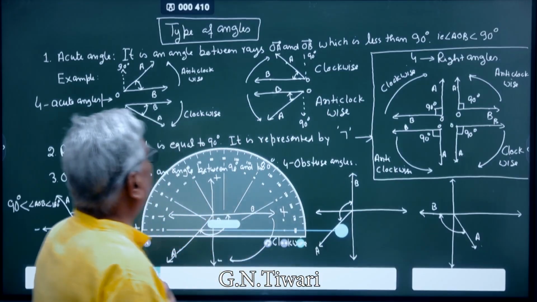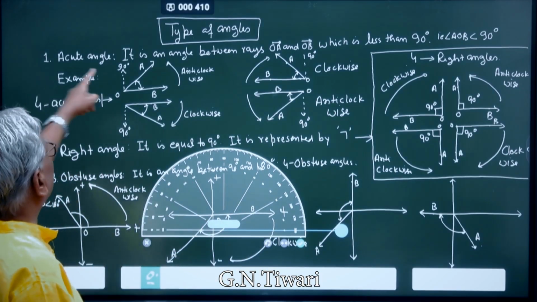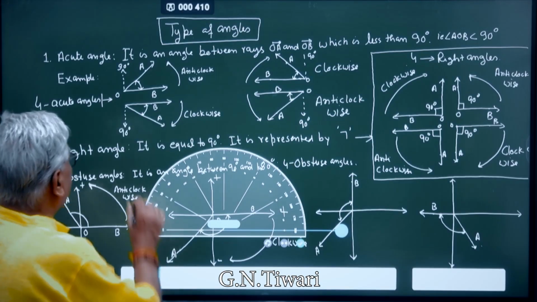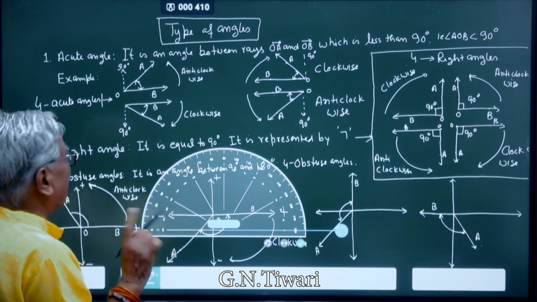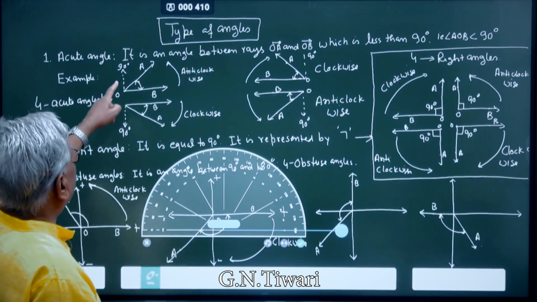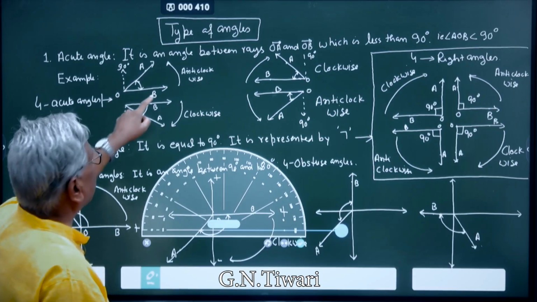अब देखिए, here it is very important, type of the angle. Just here, acute angle. As you said that this is the 90 degree, right angle, I have already mentioned. And if the angle is less than 90 degree, then it is an acute angle. AOB is the acute angle.